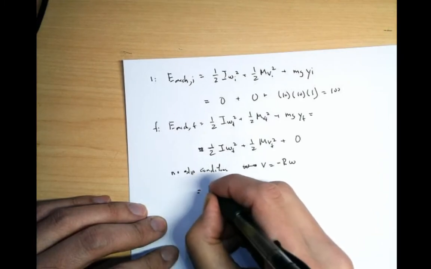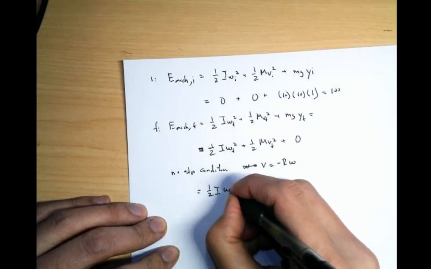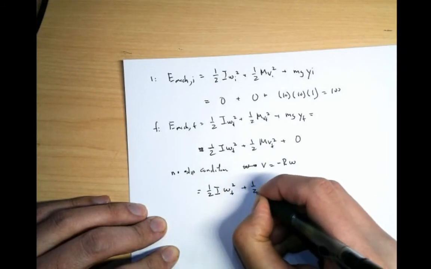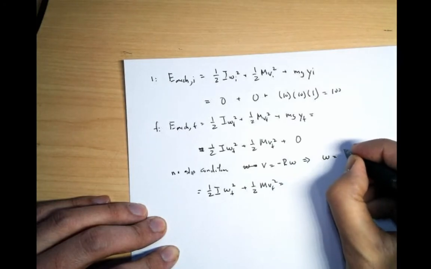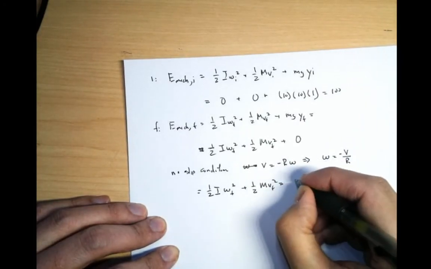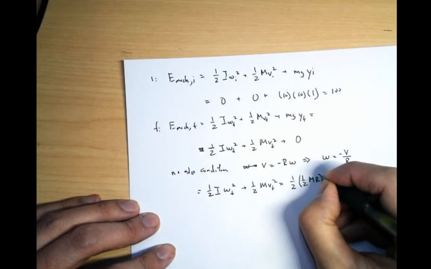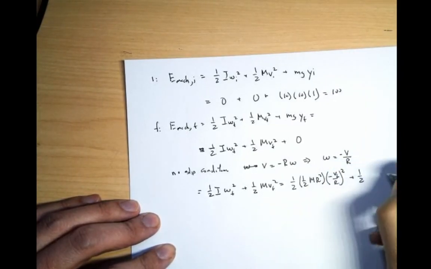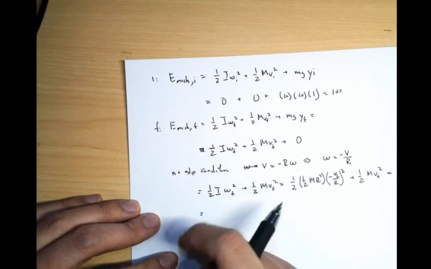So let's put this together. This is 1/2 I omega f squared plus 1/2 m vf squared, plus zero. Omega is equal to V over R with a minus sign. I think this is a disk, so I is 1/2 m R squared, times minus V over R squared, plus 1/2 m V final squared, is equal to E mechanical.